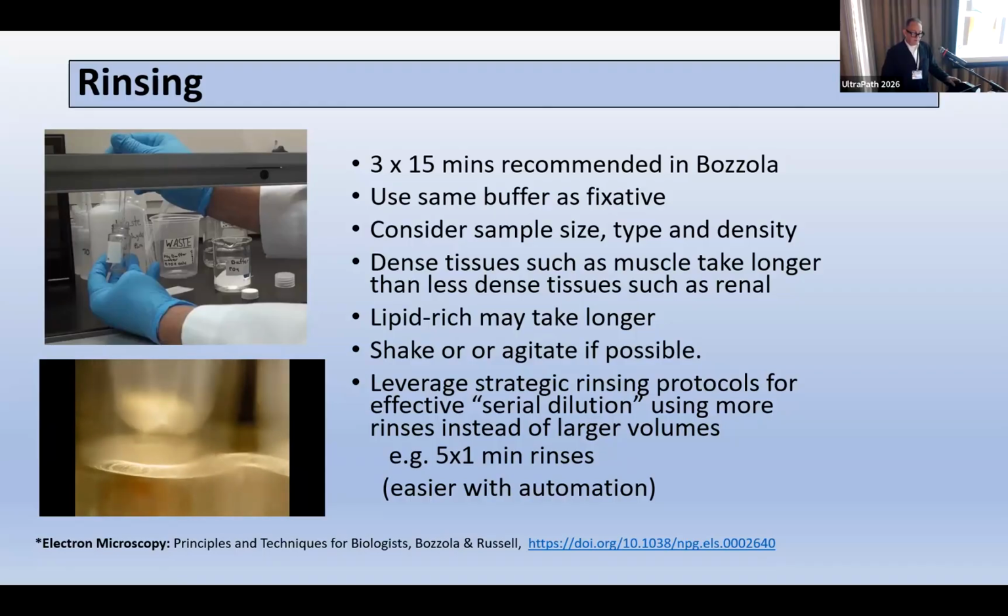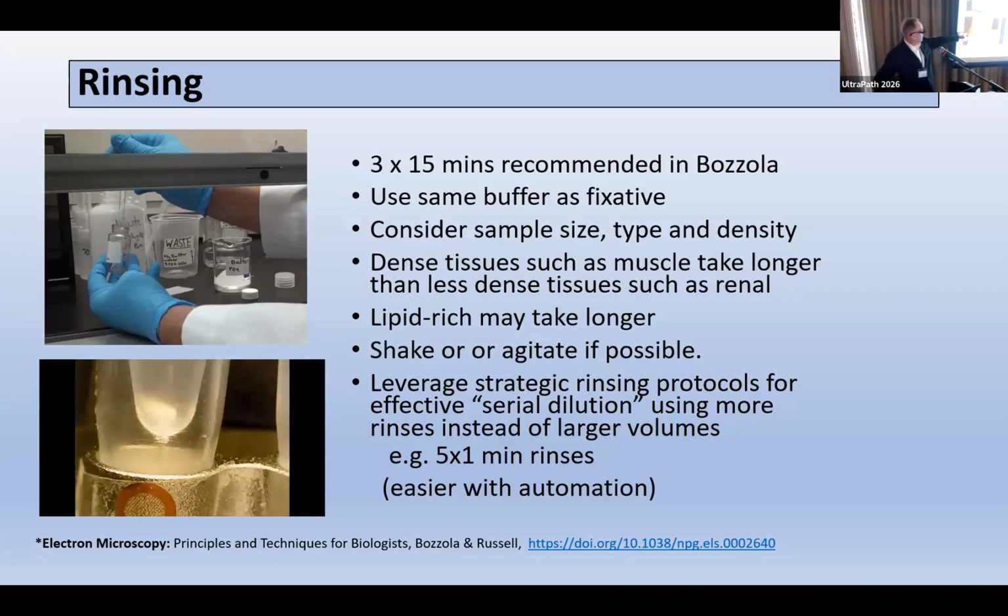And you want to leverage strategic protocols for serial dilution. For instance, instead of three 15-minute rinses, you can do five 1-minute rinses. And if you're going to be automating it, you can see over here we've got a shaker that the robot can put it in. It goes for 1 minute. Then you do that 5 times, which effectively dilutes it 1 to 200.